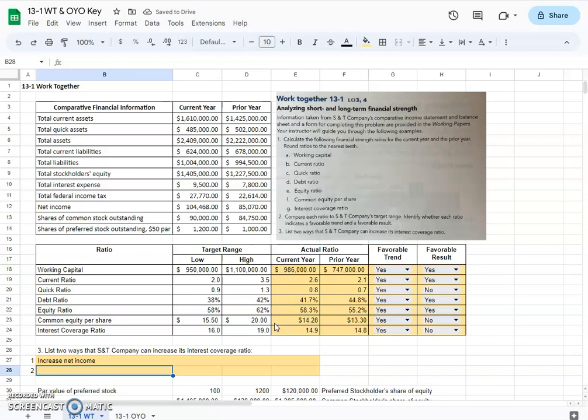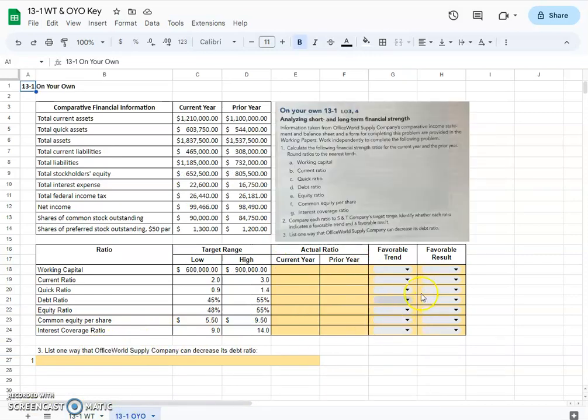The other thing that we can do is decrease our interest expense, right? The less interest expense in that denominator, it will help us. So maybe that means we could refinance some loans to be in a better situation or pay some off early if we had the cash for it. But those are 2 ways that we can increase our interest coverage ratio. So that is the work together for 13-1. And the on your own, very similar problem, but I'm going to let you do it on your own.